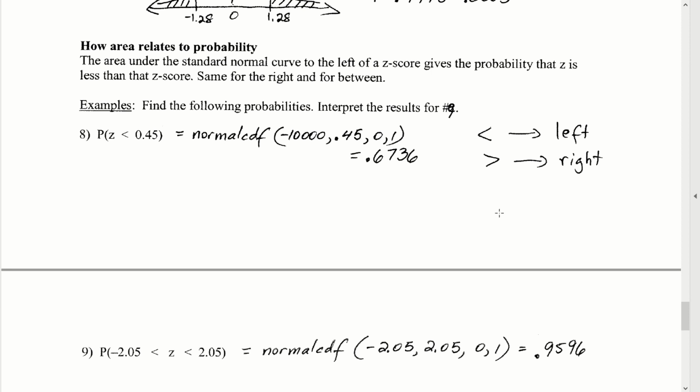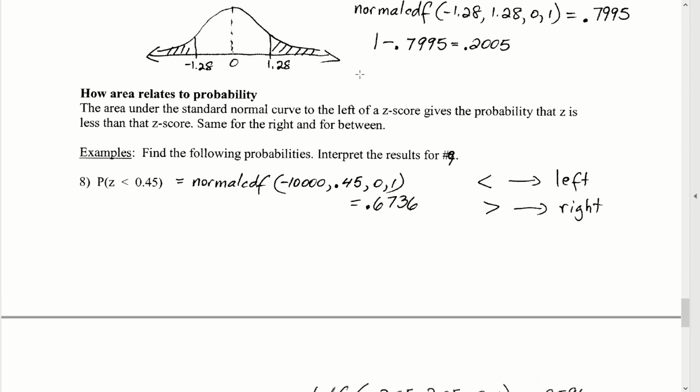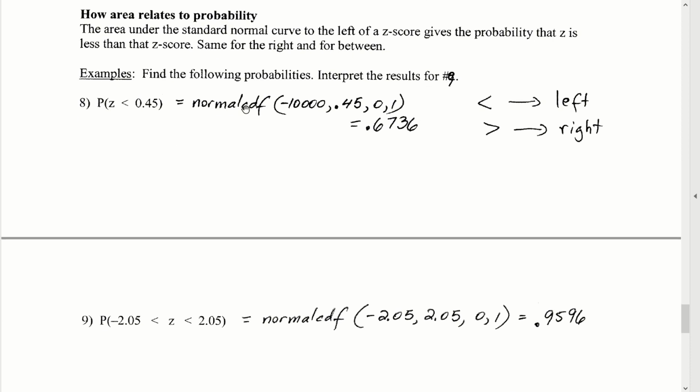One of the big concepts, this is one of the fundamental sections in probability theory, is how probability relates to the area. The area under the standard normal curve to the left of a z-score is equivalent to the probability that z is less than that z-score. And the same thing for either right regions or in-between regions. So instead of just phrasing this and wording this as an area question, we can rephrase it as a probability question. For example, let's suppose we choose a z-score at random. What is the probability that our given z-score is less than 0.45?